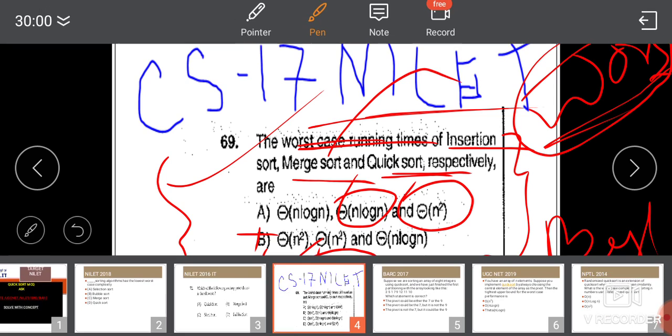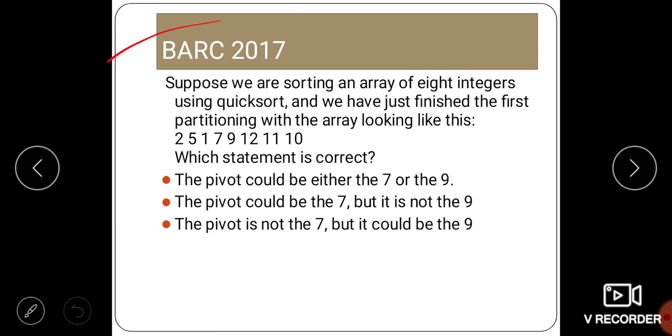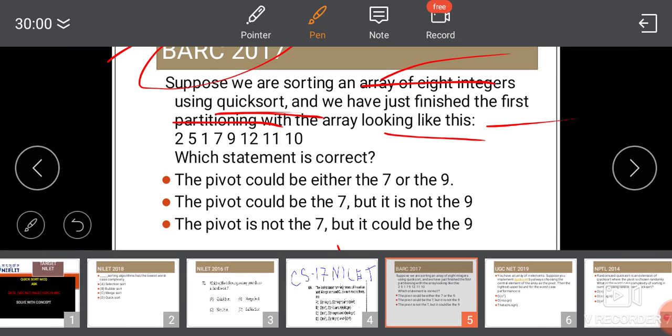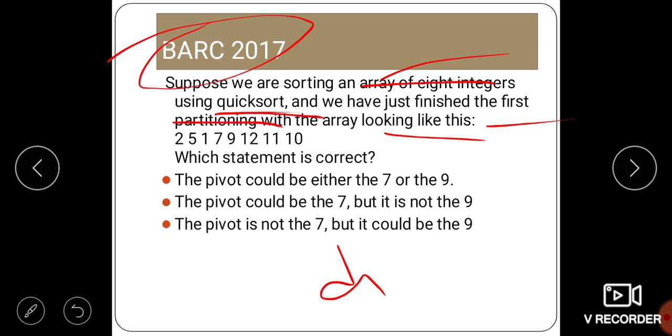Now next is this question asked in BARC 2017. Suppose there is an array of 8 integers given, and we perform the quick sort operation, finishing the first partitioning, with the array looking like this. The quick sort algorithm is based on divide and conquer. Remember this, it is a divide and conquer algorithm. For this reason it takes a pivot element, a random pivot element.